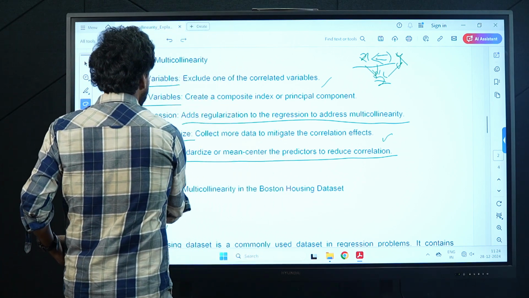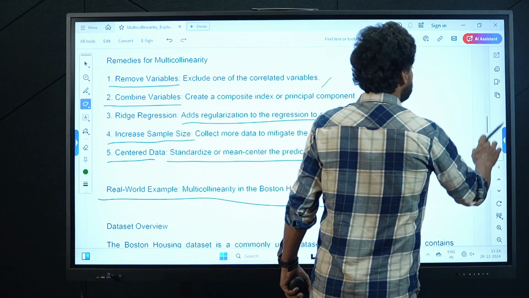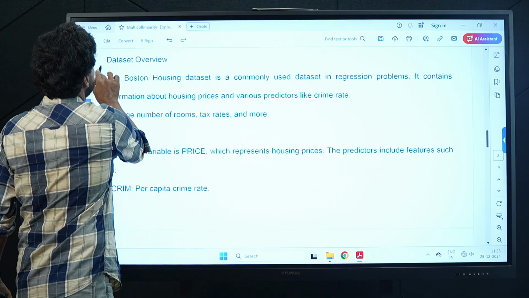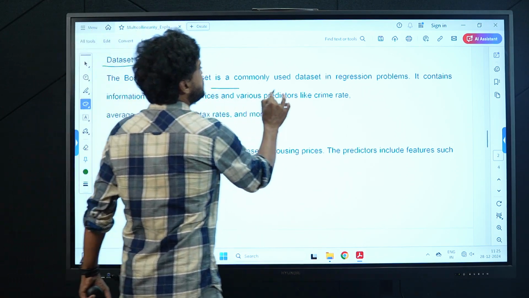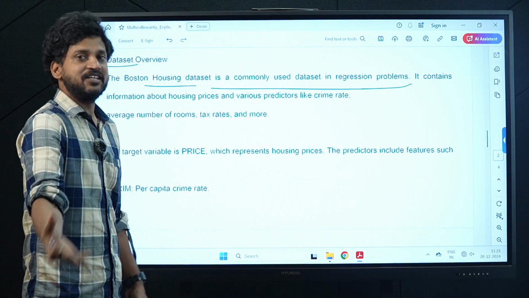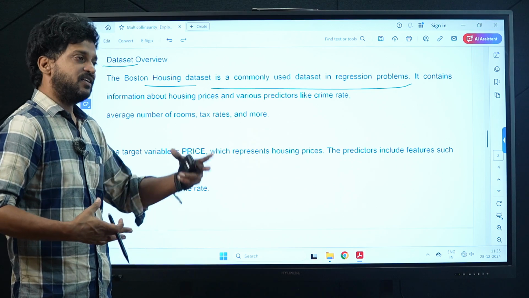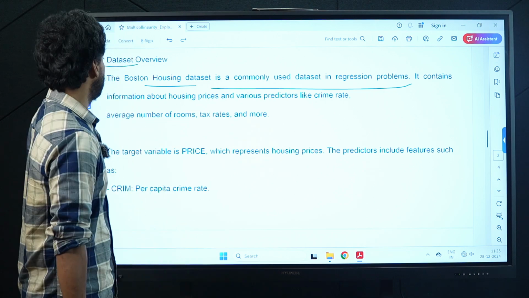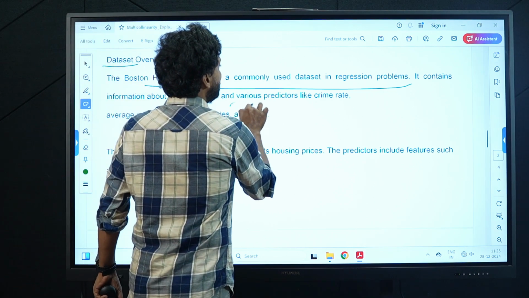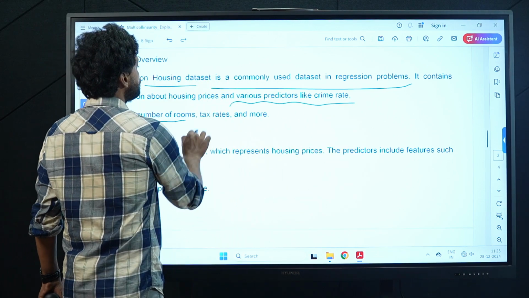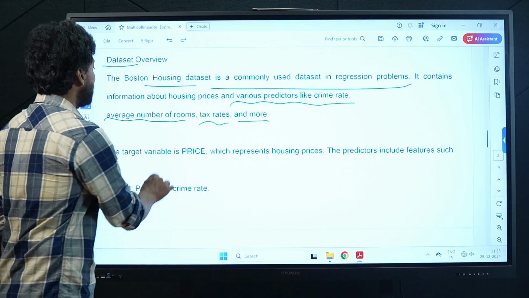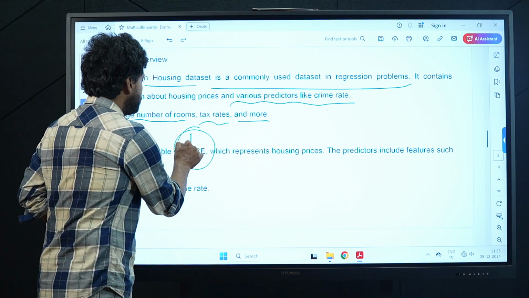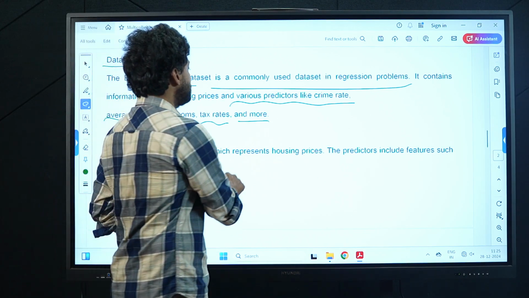Okay, now let us take a real world example of multicollinearity by using the Boston housing data set. Let us understand what this Boston data set is. The Boston housing data set is used by a company for regression problems. It's a real estate company. There is a data set where we have the houses, their prices and all the other details. By using this data set, we'll understand a multicollinearity problem. It has information about housing prices and various predictors like crime rate, average number of rooms, tax rates and more. The target variable is the price. Our model should predict the price, which represents the housing prices.